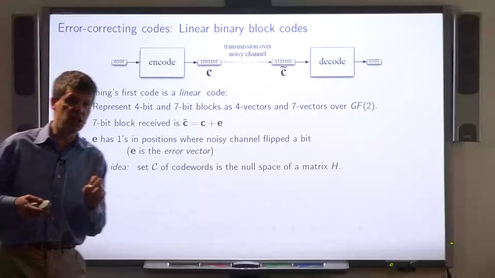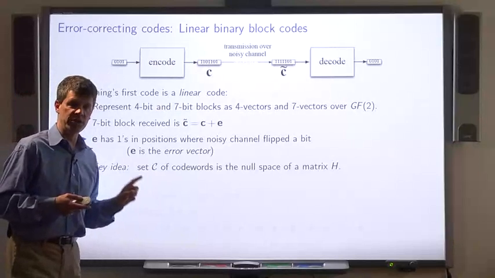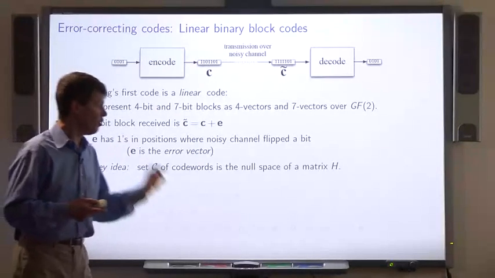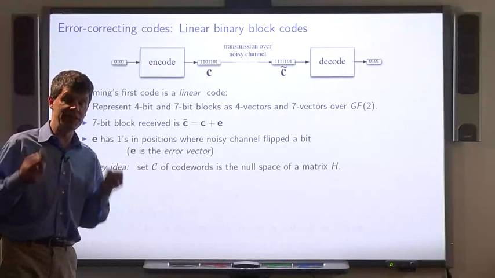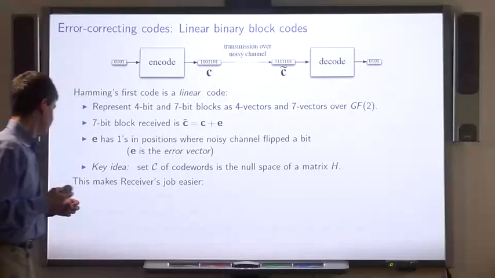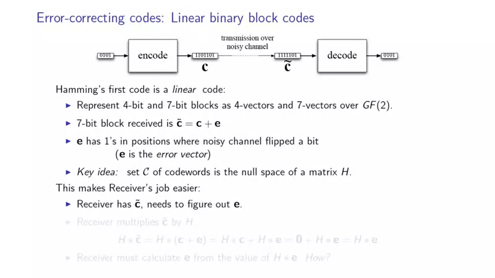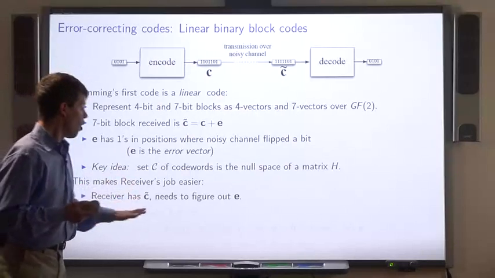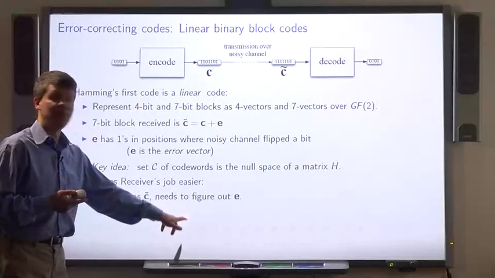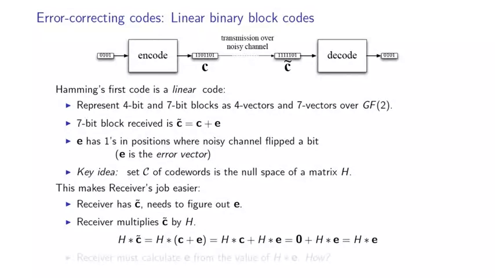The key idea in a linear code is that the set of code words, big C, is the null space of a matrix H. The advantage of doing this is that it makes the receiver's job easier. Now, the receiver gets C tilde and needs to figure out what the error vector is. How can the receiver do that? The receiver multiplies C tilde by the matrix H. H times C tilde equals, substituting for C tilde, H times (C plus E).